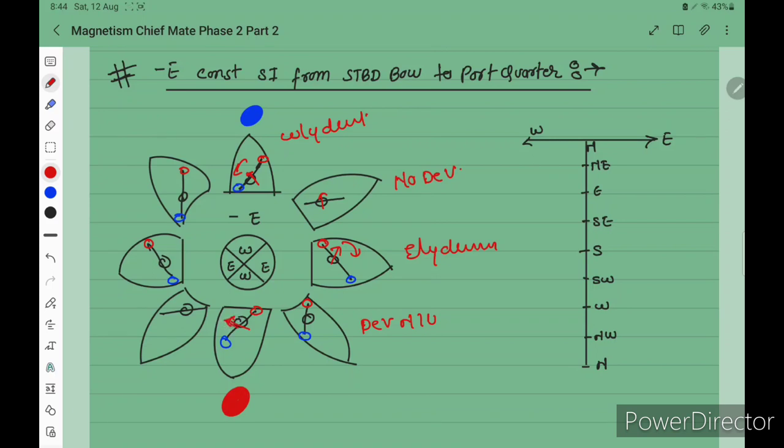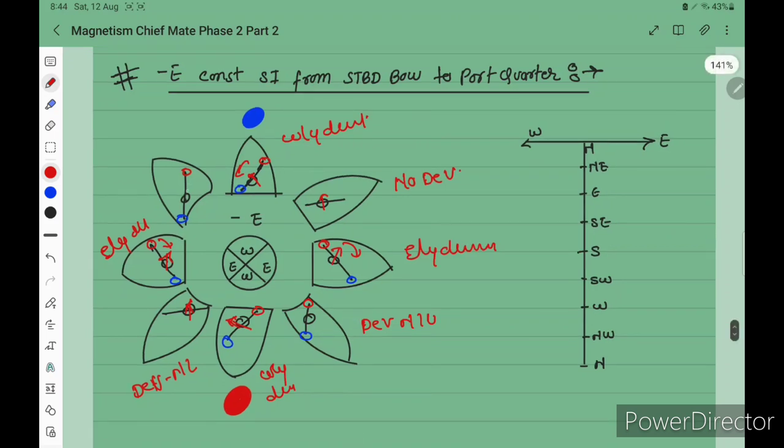Here it will attract, so westerly deviation, deviation nil, easterly deviation, deviation nil. Okay, now see the DF, it is opposite, so DF reduced, DF no effect. Same, DF no effect.